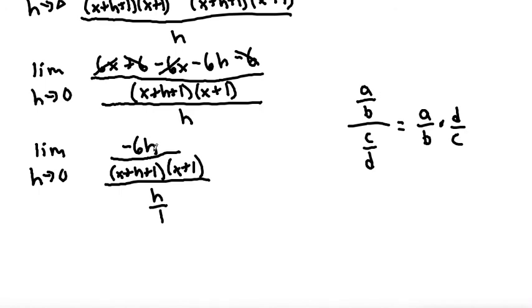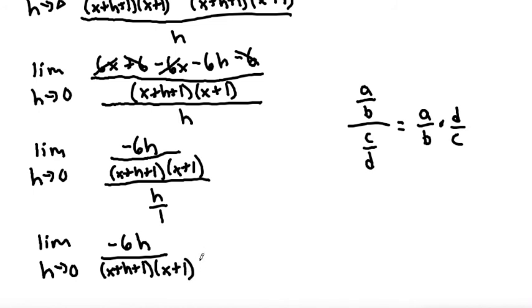And a common way to say that is to keep, change, flip, because you're keeping the top fraction, change the division into multiplication, and then flip the bottom fraction or find its reciprocal. So that would be the limit as h approaches 0 of negative 6h over x plus h plus 1 times x plus 1, and then times 1 over h, the reciprocal of h over 1.